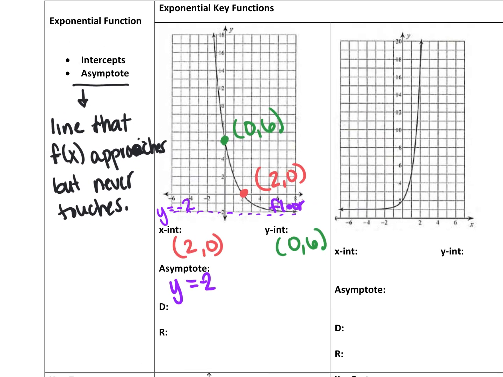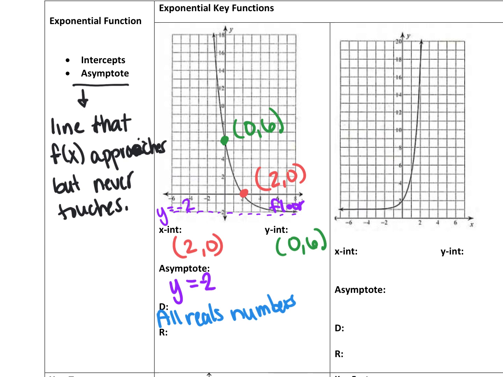Now, the domain. The domain of the graph is an arrow going to the left, like this, and an arrow going to the right, like that. So the domain of this function is all reals. Notice that for all three graphs we have talked about, the domain for every graph is all real numbers.